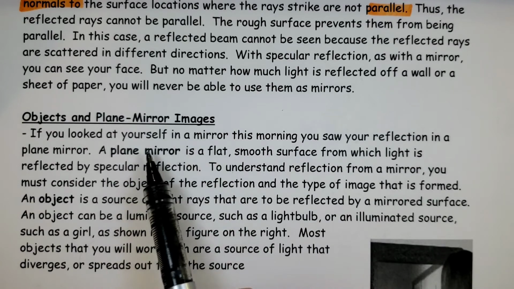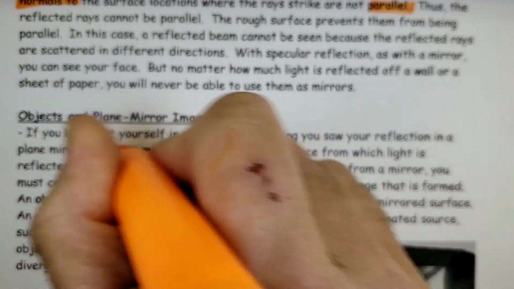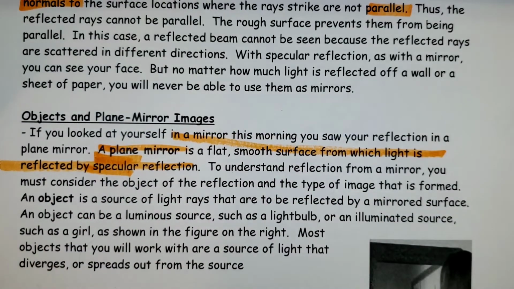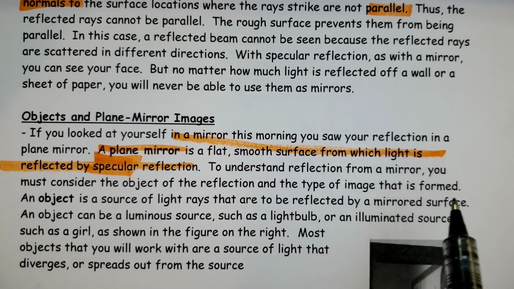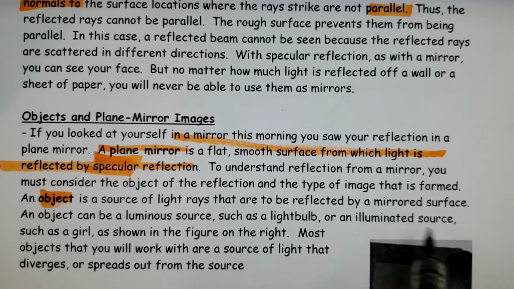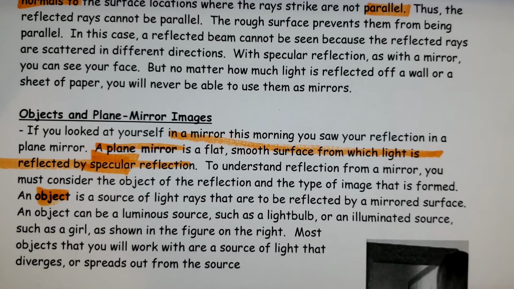Objects and plane mirror images. If you looked at yourself in a mirror this morning, you saw your reflection in a plane mirror. A plane mirror is a flat, smooth surface from which light is reflected by specular, so regular, reflection. To understand reflection from a mirror, you must consider the object of the reflection and the type of image that is formed. An object is a source of light rays that are to be reflected by the mirrored surface. An object can be a luminous source, such as a light bulb, or an illuminated source, such as you. So light hits your face, then it hits the mirror, so that's considered to be the incident ray, even though technically the incident ray is a reflected ray of something else.